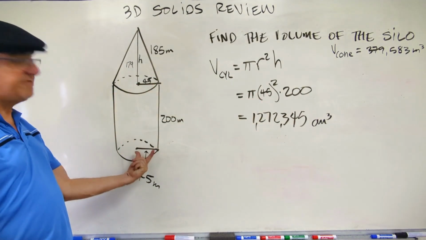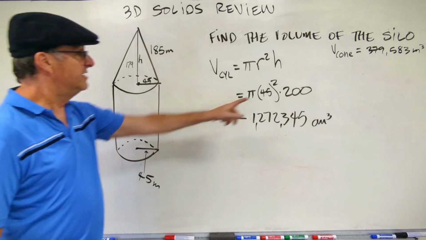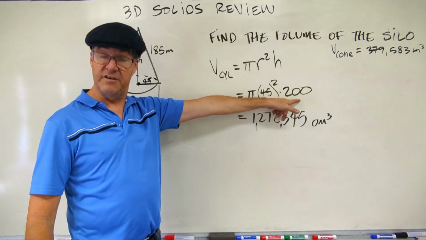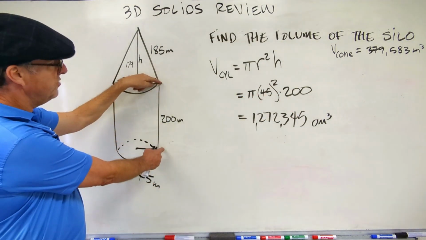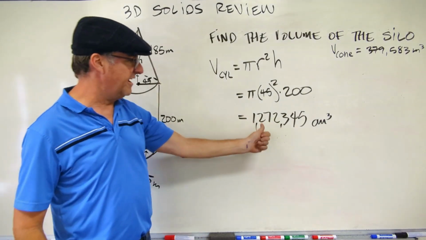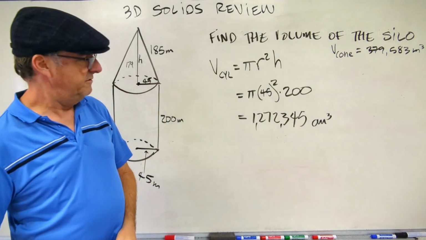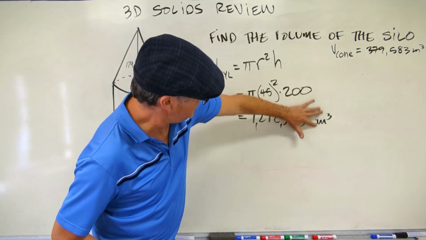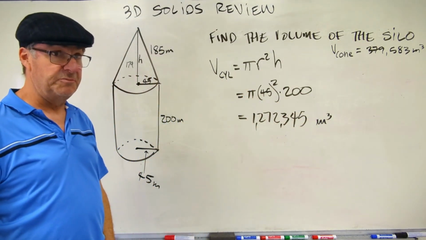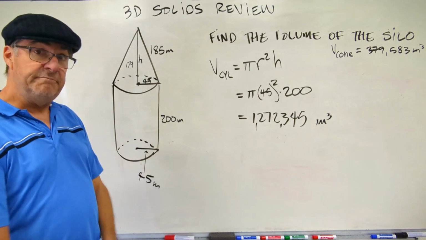Again, same radius for the cone as for the cylinder, times the height, this time the height of the cylinder, and so that's my 200. When I punched it into my calculator, I got 1,272,345, and I wrote centimeters. It's meters cubed.